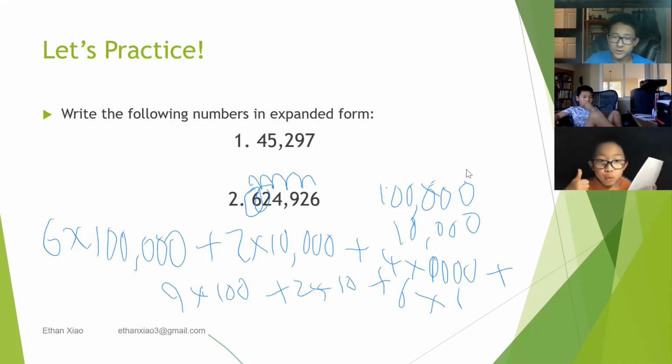And also when you're writing expanded form, make sure to write the largest place value first. You have to write the largest place value first because it's easier to read, since you're starting with the one on the left instead of the one on the right.